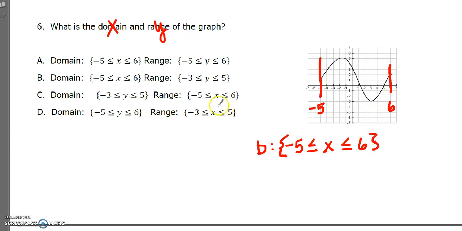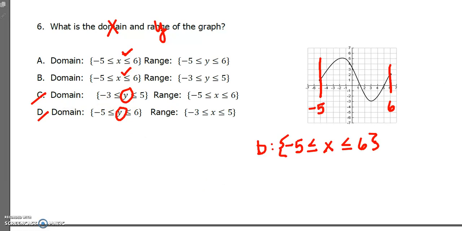Let's see if we can find that. We have domain is -5 is less than or equal to x, which is less than or equal to 6. So this one works. -5 less than or equal to x less than or equal to 6. This also works. This one has a y here, and this one also has a y here. Those are not it. So it's either A or B.